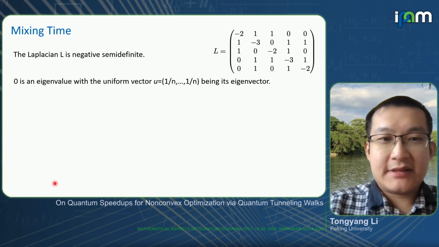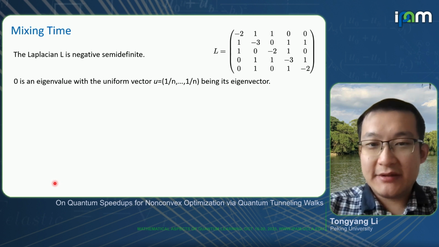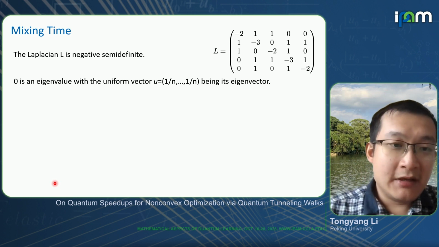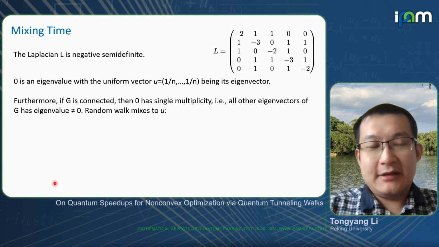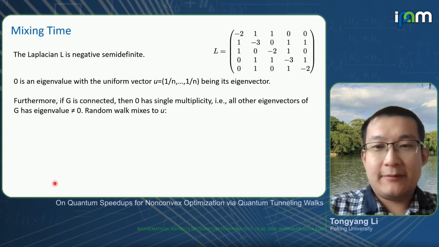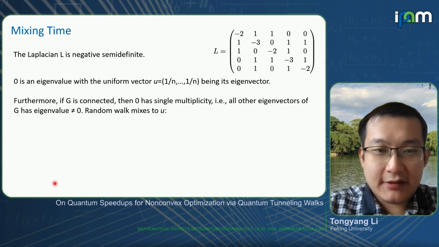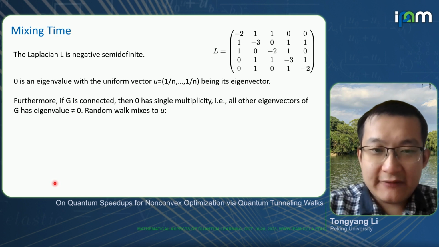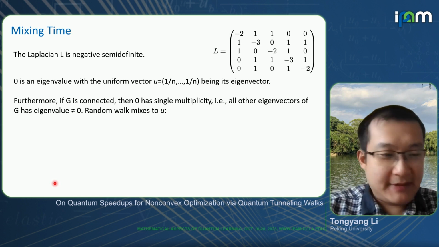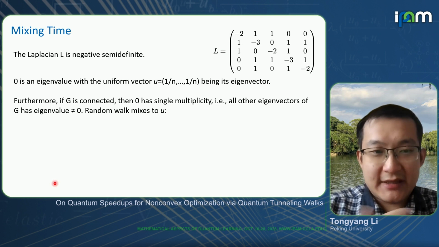The Laplacian L here is a negative semi-definite matrix, and in particular it is known that 0 is an eigenvalue with the uniform vector being its eigenvector. Let's talk about a connected graph, like a weighted graph that is always connected. For a connected graph, the eigenvalue 0 has a single multiplicity. That is to say, all the other eigenvalues of this graph are strictly smaller than 0.